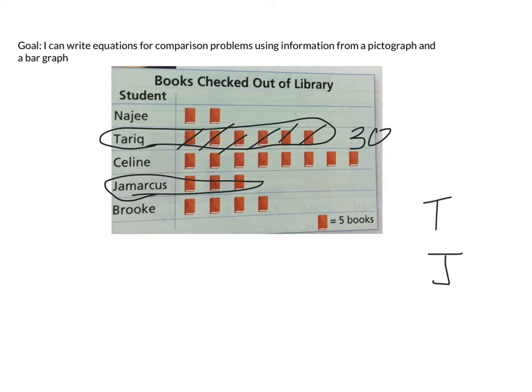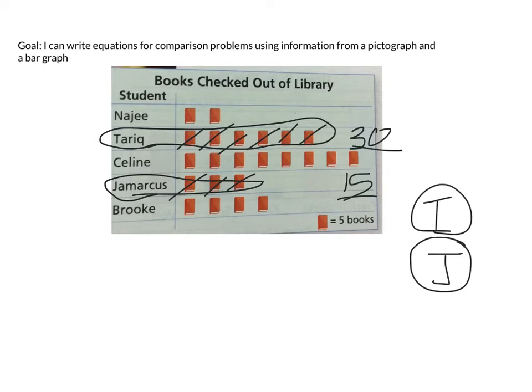And Jamarcus checked out 5, 10, 15 books. So how many more books did Tyreek check out than Jamarcus? Well, Tyreek checked out 30, Jamarcus checked out 15, so that means Tyreek checked out 15 more books than Jamarcus. If we were to write an addition equation to show that, remember we have to use J for the amount that Jamarcus checked out and T for the amount that Tyreek checked out.